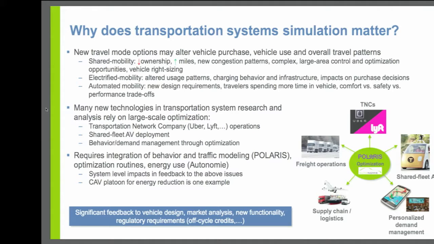A third leg of the issues we're focusing on is automated mobility, which can cause new design requirements on individual vehicles and alter how individuals travel, spending more time in vehicles, potentially arising from additional unloaded vehicle miles, and so on. These three topics of future mobility can have a large influence on each other, and we feel it's important to look at them from a system perspective.